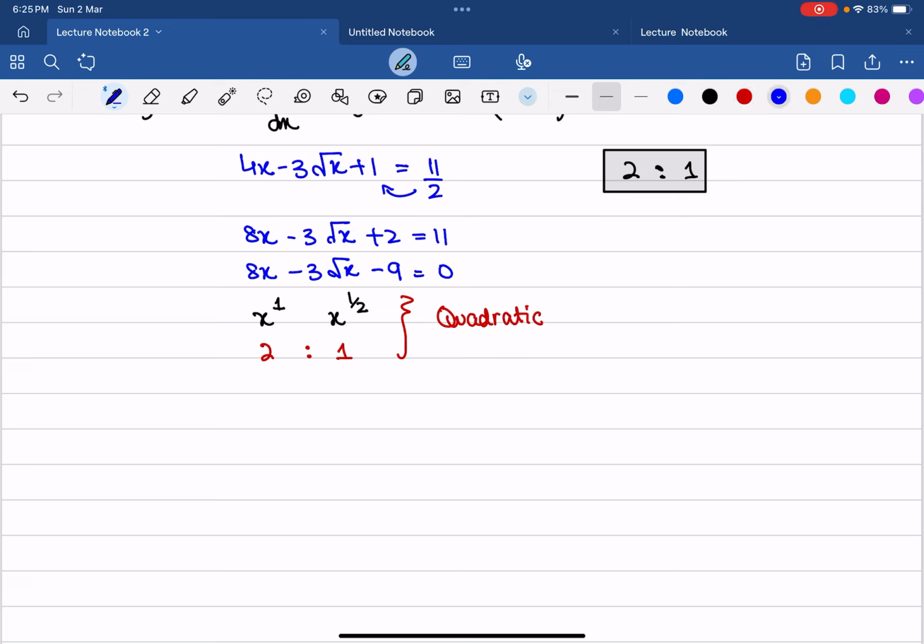First you will suppose something. What will you suppose? You are going to suppose under root x equals any variable that you wish. Any variable. For instance, I am supposing y over here. You can take any variable. Then what will your corresponding x become? This will turn out to be y square.